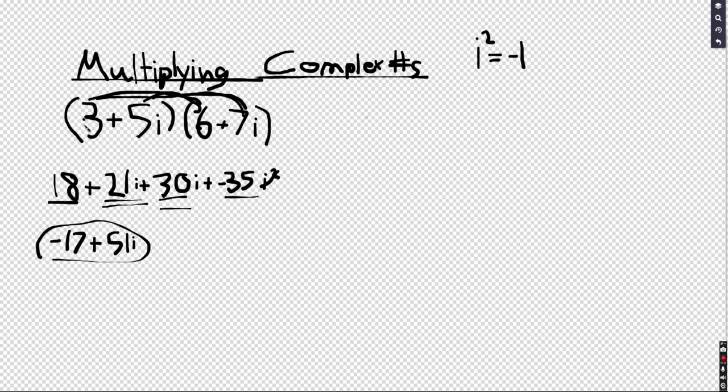So, okay, now look at that. 3 plus 5i times 6 plus 7i is negative 17 plus 51i. Multiplication with complex numbers is very similar to multiplication with polynomials. You just have to be careful when i is two different powers.